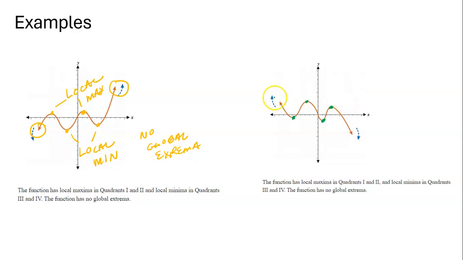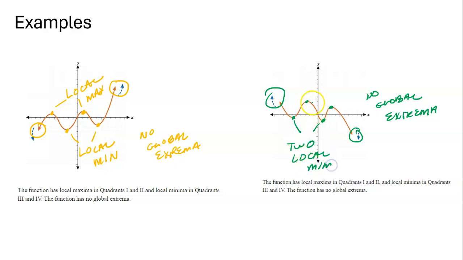And again, this has no global extrema because it goes up forever on that side and it goes down forever on this side. So we have two local mins and we have two local maxes.